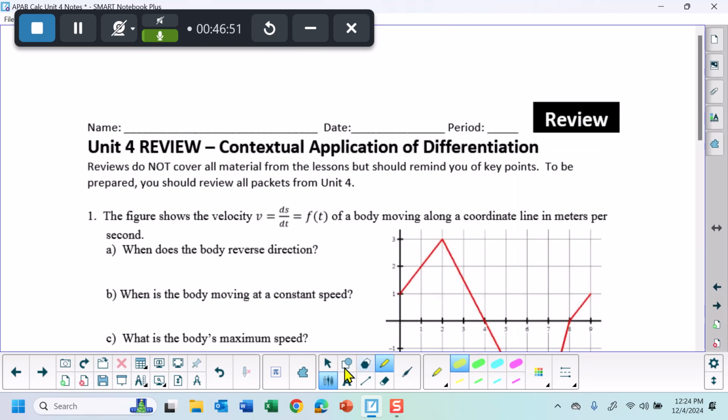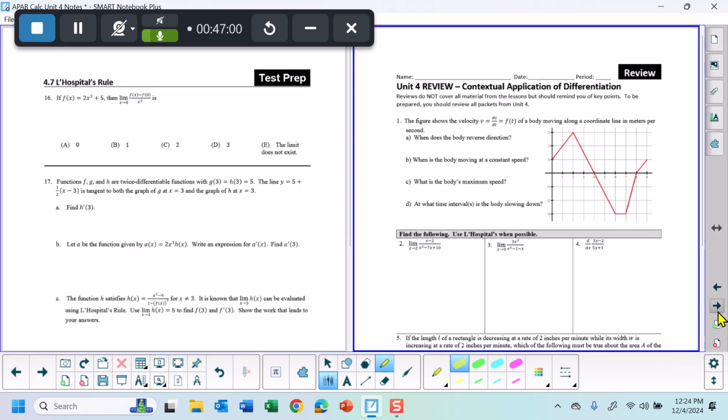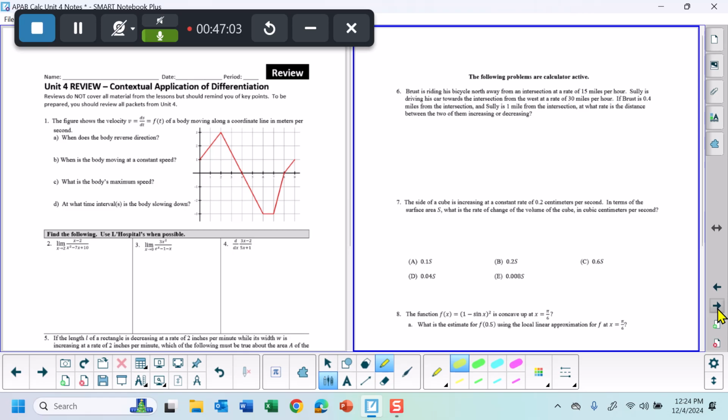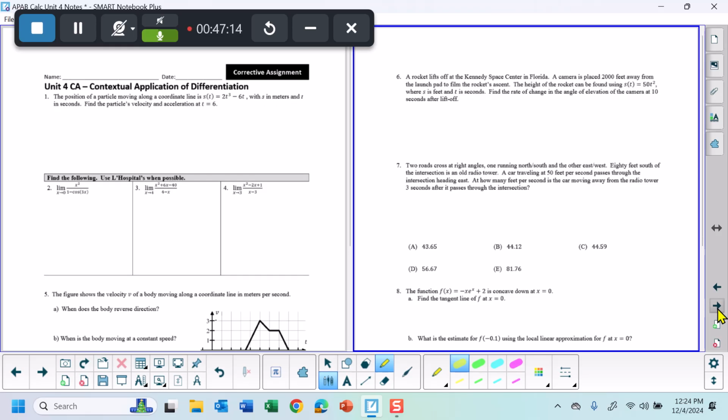All right. For review, I have a couple things for you. In the back of your packet is this review section. In the last 20 minutes of class, you're welcome to tackle this because this gives you a smattering of everything. In addition, I have another corrective assignment that gives you another smattering of everything. In addition, I put on AP Classroom some progress check and a review for you to do. Your choice is how you want to go about doing this.